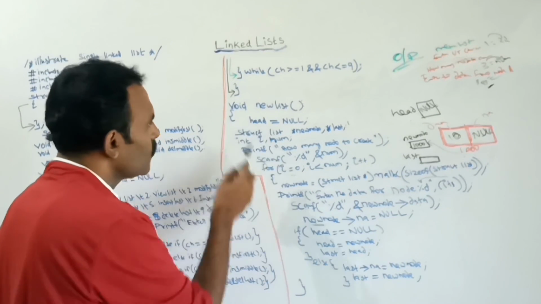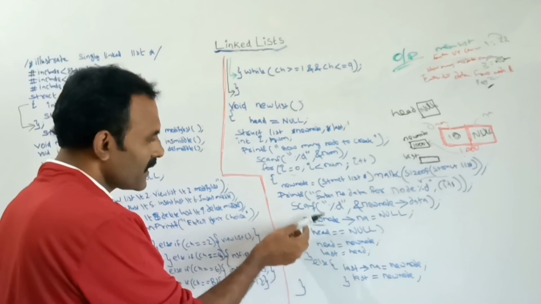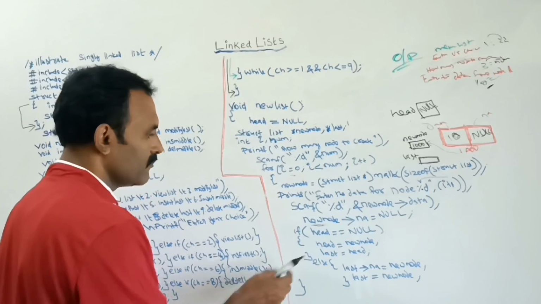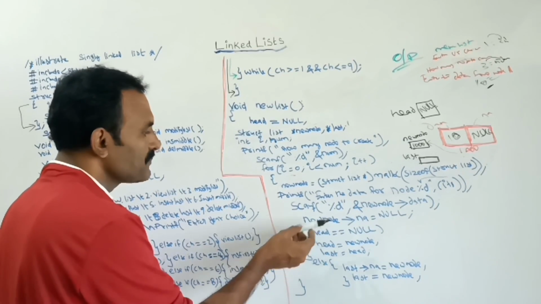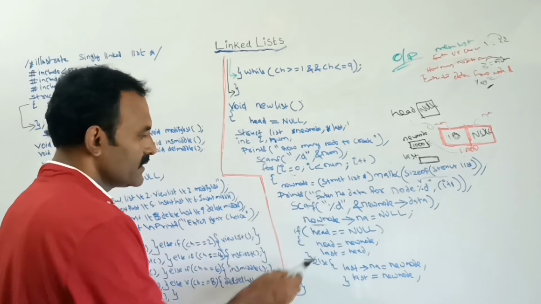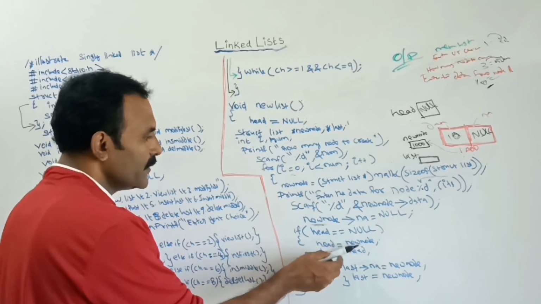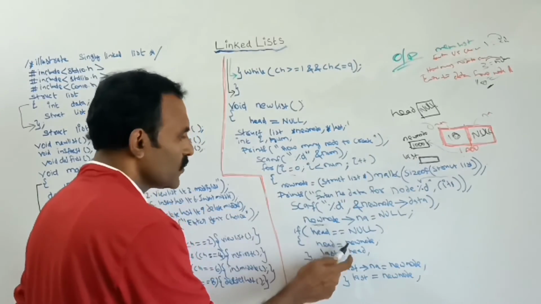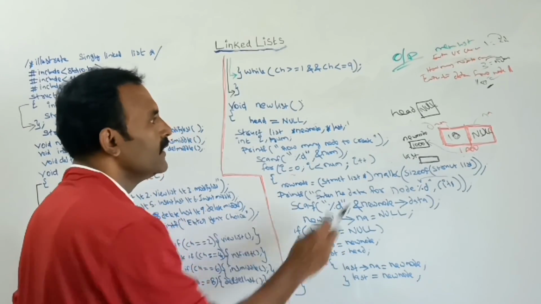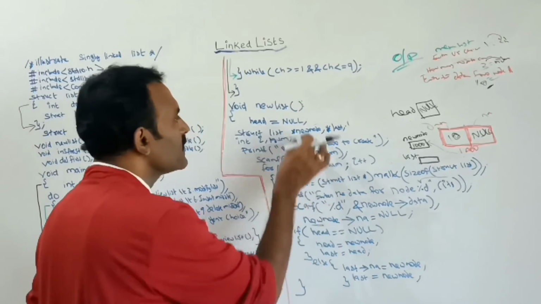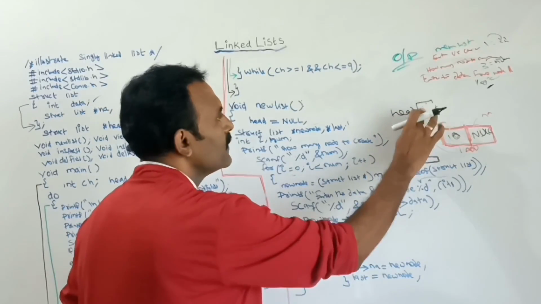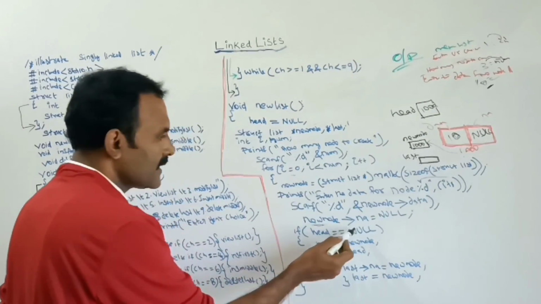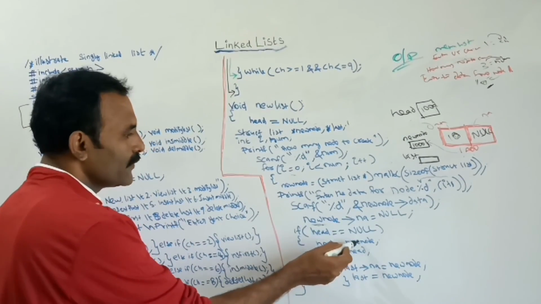So this is true. Once the condition is true, the if part will work and the else part will not work. Any one part only will work at a time. So in the if part I am saying head is equal to new node. What is the new node? That 1000. So that 1000 is stored to head. In the head the previous null will be overwritten as 1000. So now the head has the new node address.